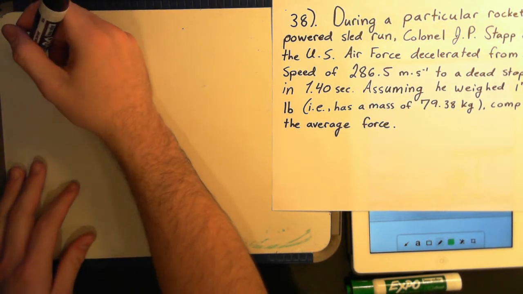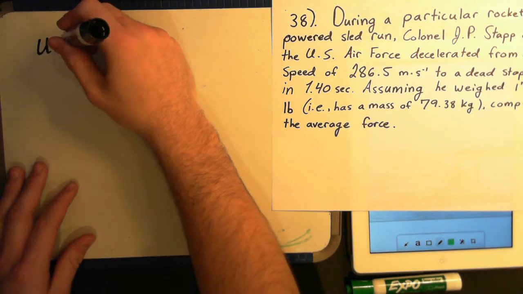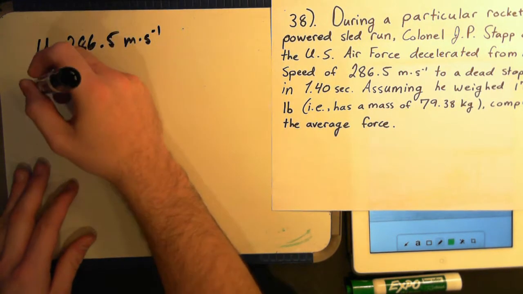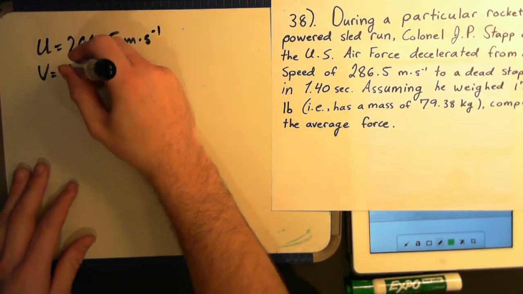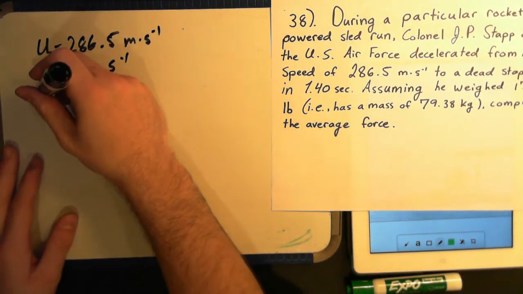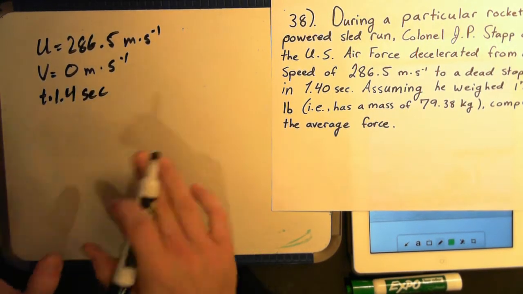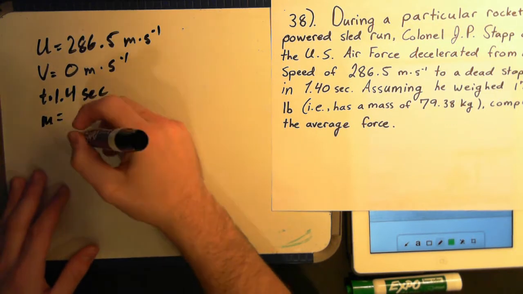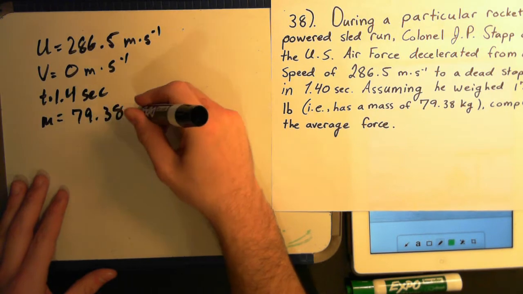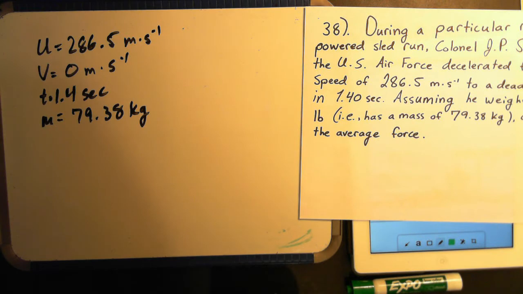And so our variables are going to be, we know the initial velocity equals 286.5 meters per second, and our ending velocity is a grisly 0 meters per second, and the time is 1.4 seconds. So we got these down. Oh, and mass. I keep on forgetting mass. Mass of Mr. Stapp is going to be 79.38 kilos.